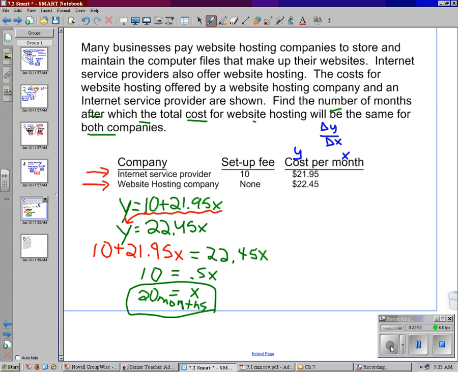We don't care what that cost is. They didn't ask us to find it. But if I had made you find it, what would you do with the 20? Adam? You put the 20 in for x in one of the equations. It doesn't matter which one, and you could find out what that cost is. But they didn't ask us to find it. So I'm done. Any questions there?